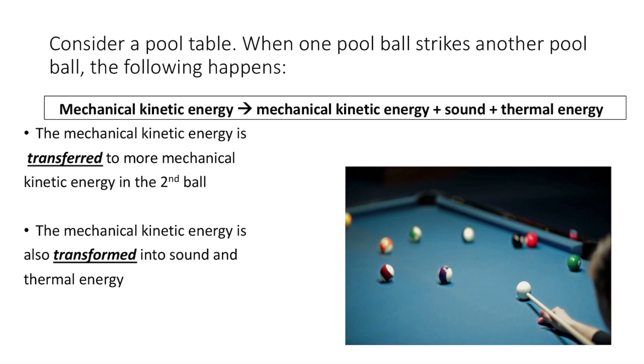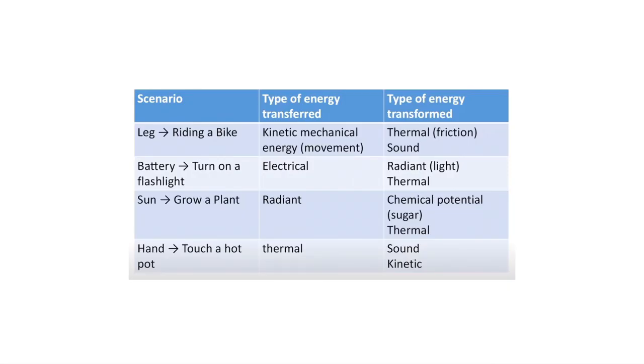This is why, because of that transformation part, your second ball will never travel as fast or as far as the original ball, because some of that mechanical kinetic energy has been transformed into heat and sound. These are just a few examples of different scenarios of energy being transferred or transformed. See if you can come up with your own examples. Take a minute, pause here so you can read these over. This is officially the end of this video lesson.